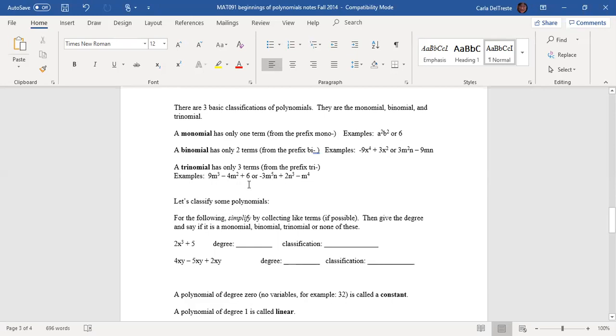So now let's do some practice. If I have 2x to the 3rd plus 5, what should the degree be? Well, I'm looking for the highest exponent that would exist. So the degree would be 3. What type of polynomial is this? Well, how many terms are there? There are only 2 pieces to this polynomial. And so the classification is a binomial.